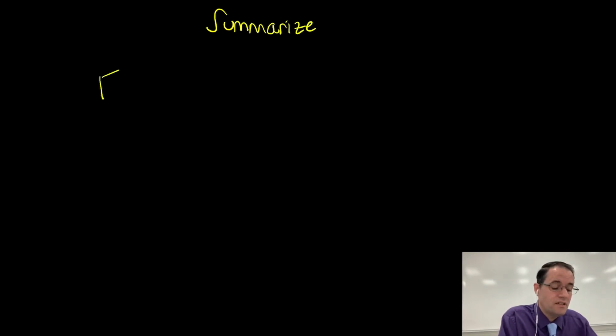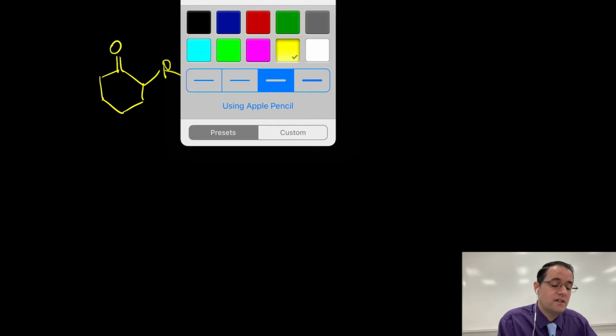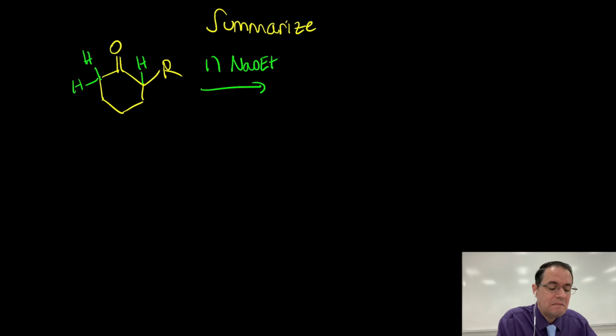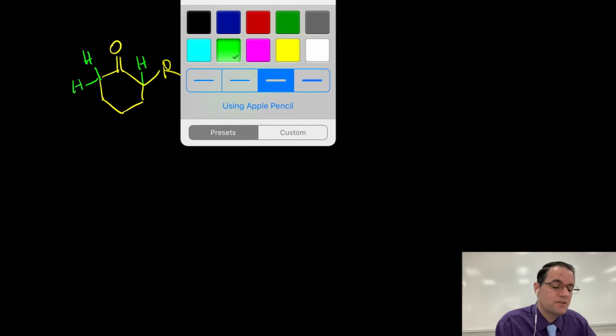So let's summarize the reactions. If we take a ketone that has two different alpha hydrogens, and we treat this with sodium ethoxide, followed by Rx, what we're going to get is the thermodynamic enolate and the thermodynamic product. Let me use the same colors here so we don't get confused.